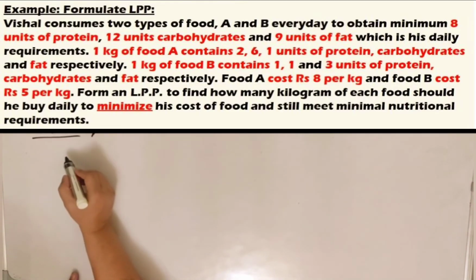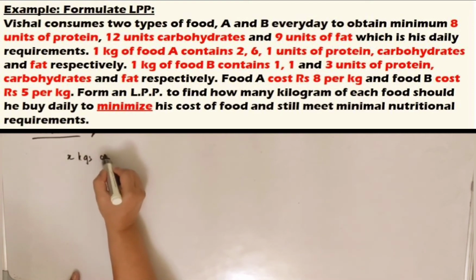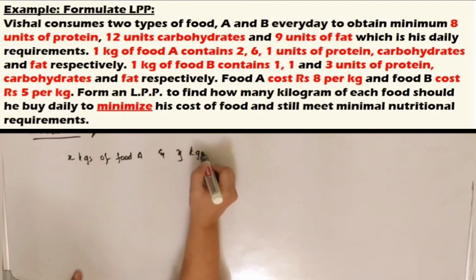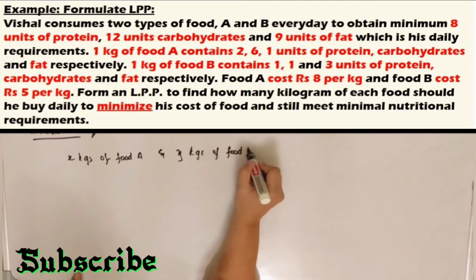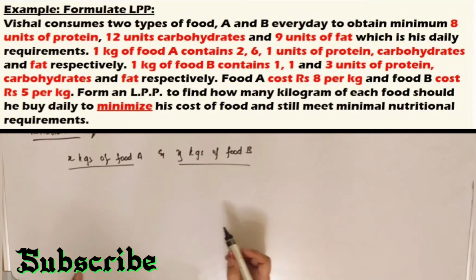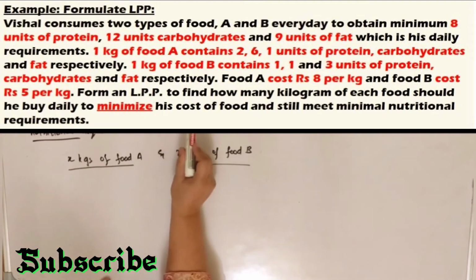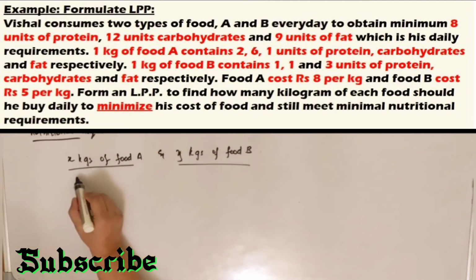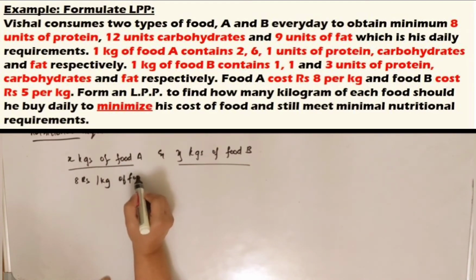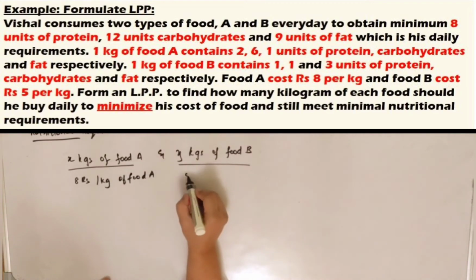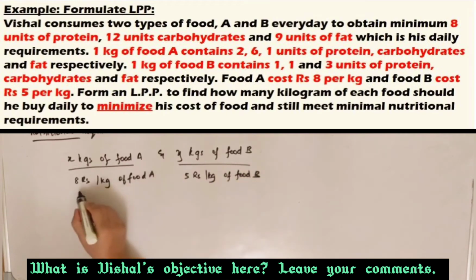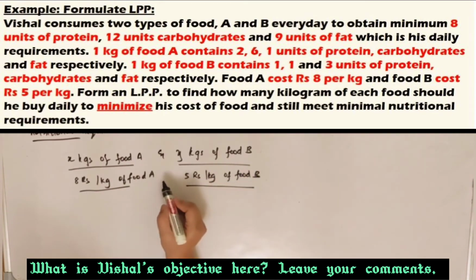Now let's assume that there are X kgs of food A and Y kgs of food B. Basically, he wants to consume X kgs of food A and Y kgs of food B. Now, the cost of food A is 8 rupees per kg and the cost of food B is 5 rupees per kg. So, the cost is given. What will be the total cost? We'll have to add.